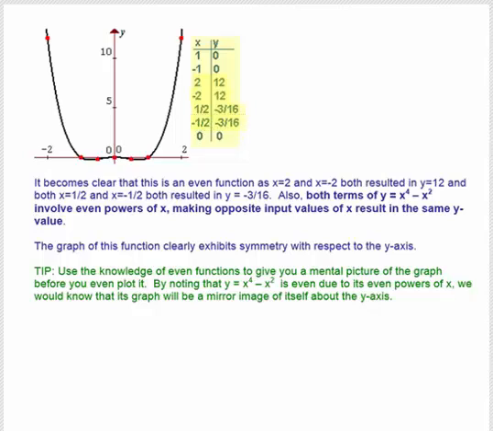So the opposite x values are giving us the same y value, and this is because our formula is y equal x to the fourth minus x squared. All of the x terms are even powers. This graph is of an even function, and there is symmetry with respect to the y-axis. Now, what's good about noting when a function is even is you know that it's going to have the symmetry even before you graph it. So this can give you a lot of insight into the graph and the behavior of the function.